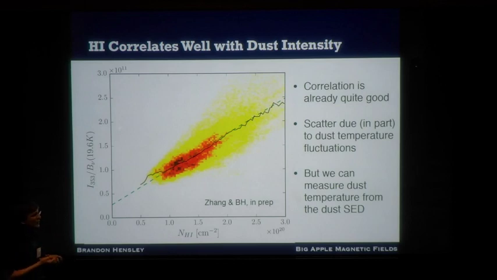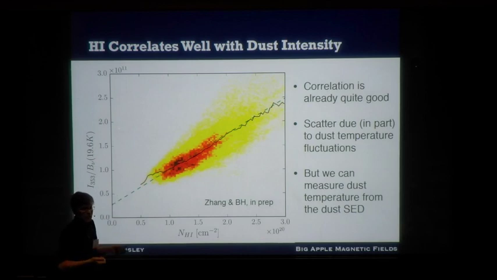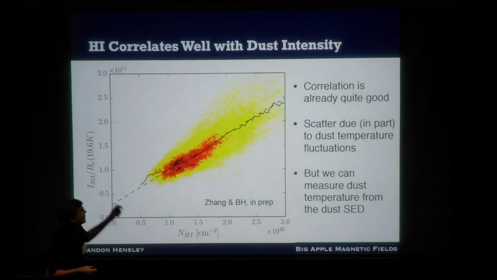But if we had a way to estimate what the temperature is, in theory, what should happen is that the scatter in this plot should go down. And we can estimate the dust temperature with the Planck data. It's multi-frequency, goes down to 350 microns.